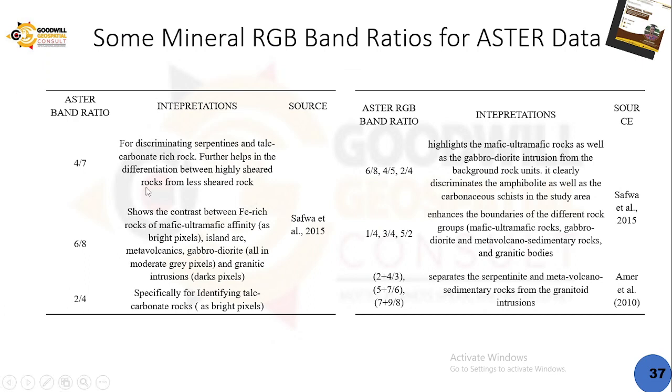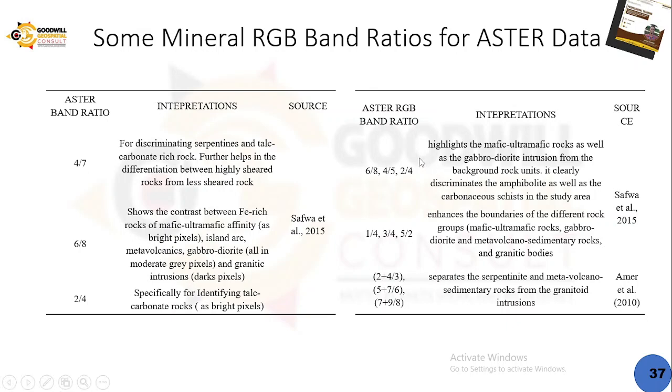So these are also the RGB color combination for the ASTER data. So band 4 over band 7 for discriminating serpentinites or serpentines from talc carbonate rocks. Then band 8 also shows the contrast between iron-rich rocks of mafic and ultramafic affinity, which are mapped as bright pixels, and also helps to distinguish island arcs, metavolcanics, gabbro, all in moderately gray pixels, then granitic intrusions as dark pixels.